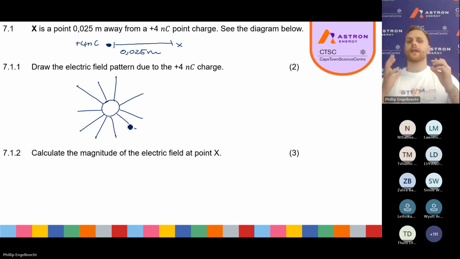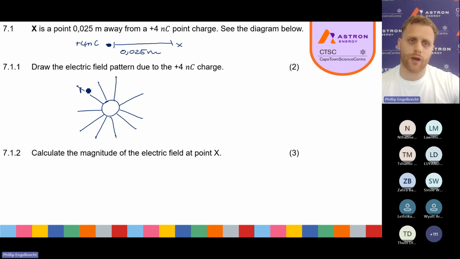Now, if you are dealing with a positive charge, I always think about it like this. If you are a positive person, you give off good energy, okay? So if you are a positive charge, your electric field goes off from you. It's going away from you. So therefore, your arrows go out like that. Okay. So this is the net electric field for our 4 nanocoulomb charge. You don't have to put it in there. I'm just explaining that.